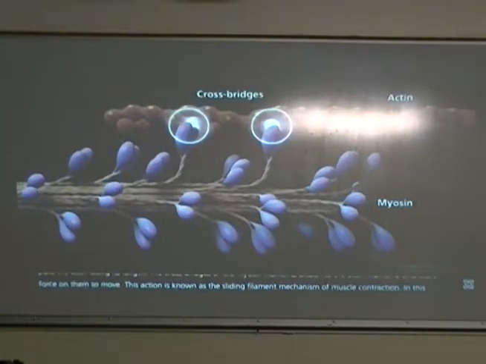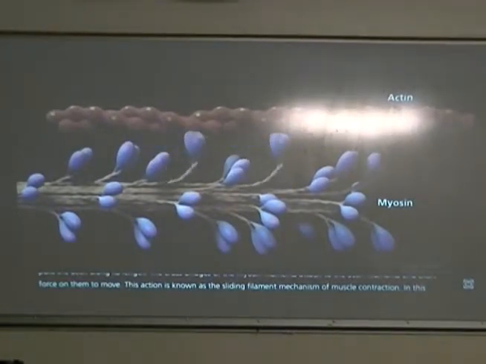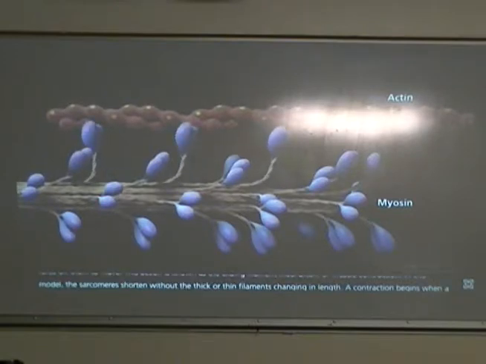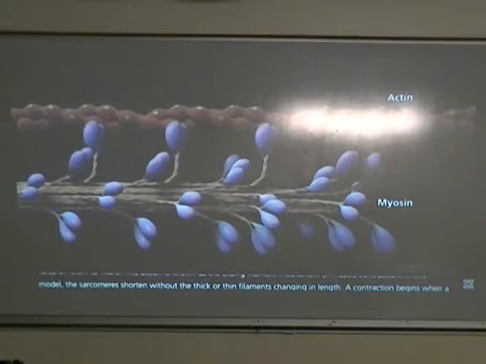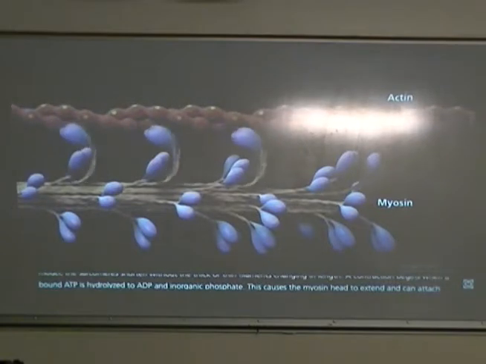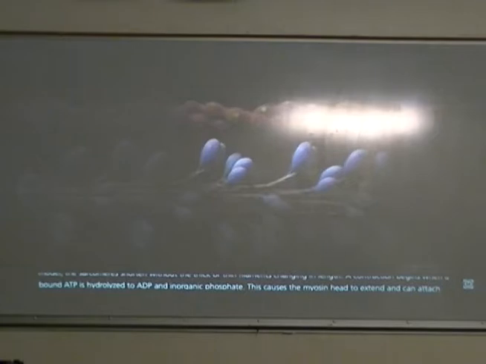The crossed ridges of the myosin filaments attach to the actin filaments and exert force on them to move. This action is known as the sliding filament mechanism of muscle contraction. In this model, the sarcomeres shorten without the thick or thin filaments changing in length.